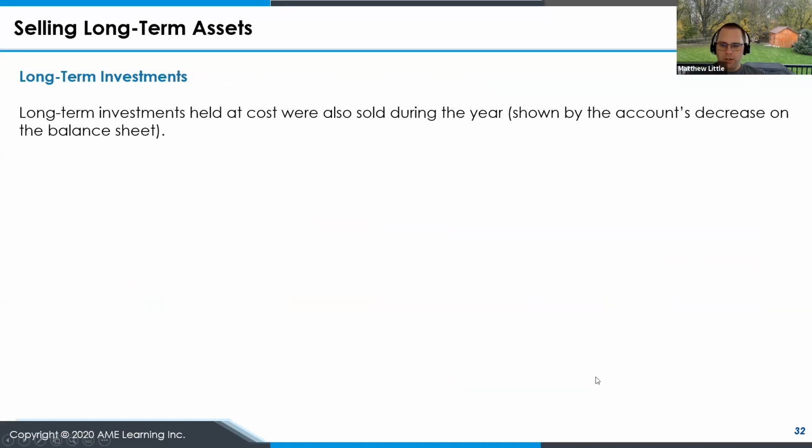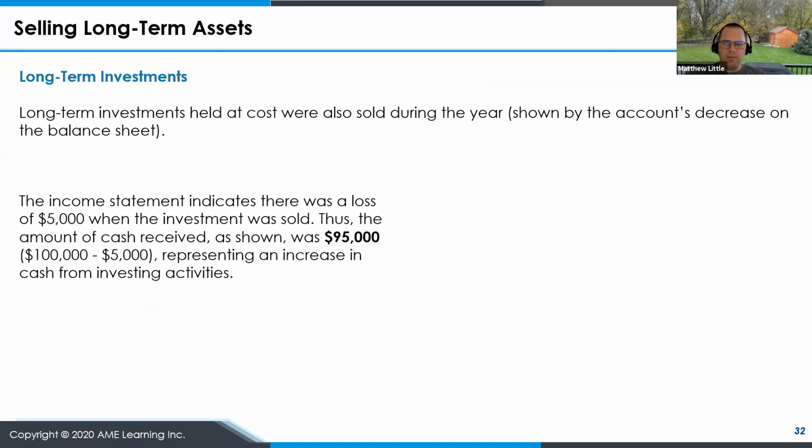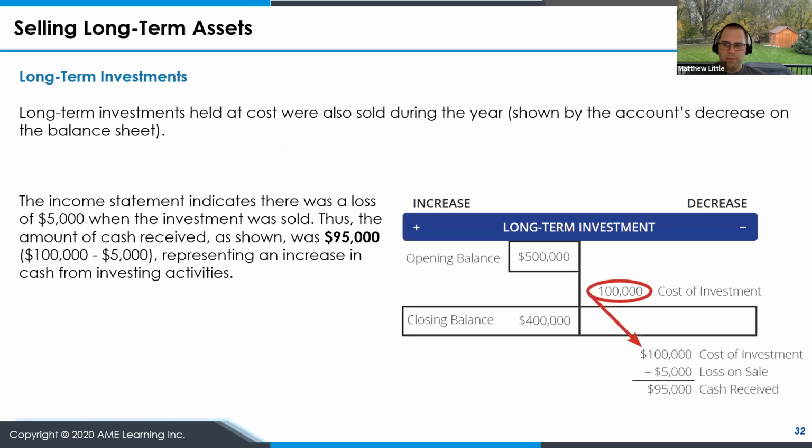So looking at long-term investments, long-term investments held at cost were also sold during the year, and that's shown by the decrease on the balance sheet. The income statement indicates that there was a loss. So you look at the balance sheet, you can tell they sold, but you can see a loss on the sale on the income statement.